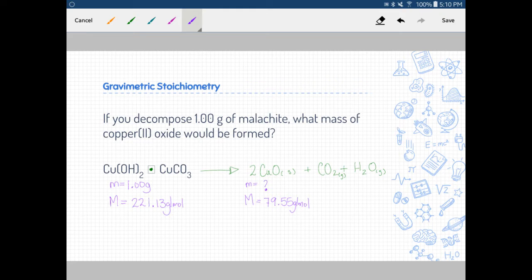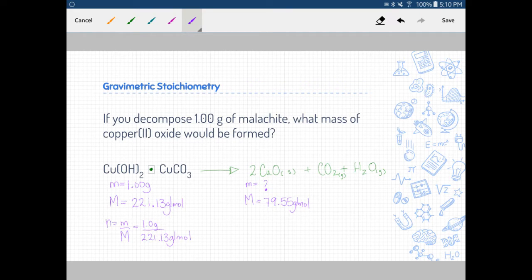Our first step is to convert our mass of our given entity into a mole value. So our first step is going to be to convert our mass to moles. We have moles equals mass over molar mass. So this is going to equal 1 gram over 221.13 grams per mole.